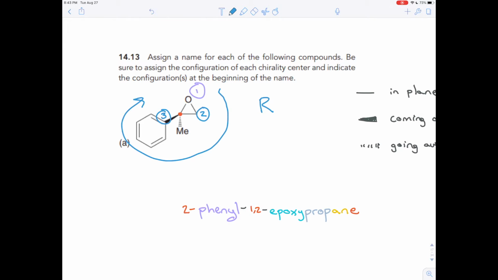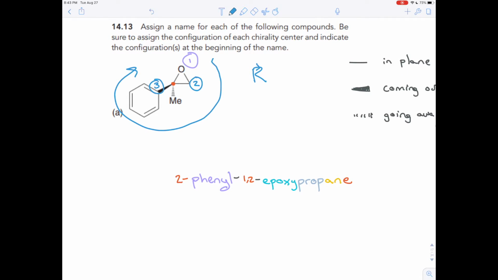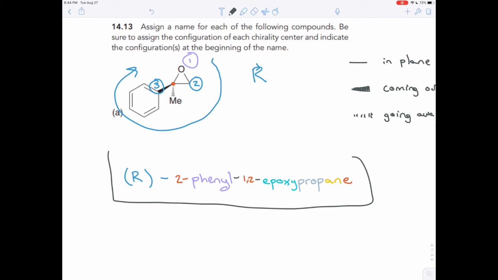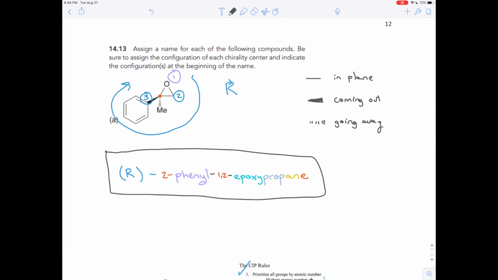You can remember that R is clockwise because if you go from the top to the bottom of an R, you have to go clockwise. Whereas if it were counterclockwise, it would be like going from the top to the bottom of an S, counterclockwise. So this is R. The stereochemistry always goes in front of the name in parentheses, and because there's only one chiral center in this molecule, we don't have to say where this R is. There's only one place where it could be, on the only chiral center the molecule has. So the name for A here, the beautiful name, is R-2-phenyl-1,2-epoxypropane.